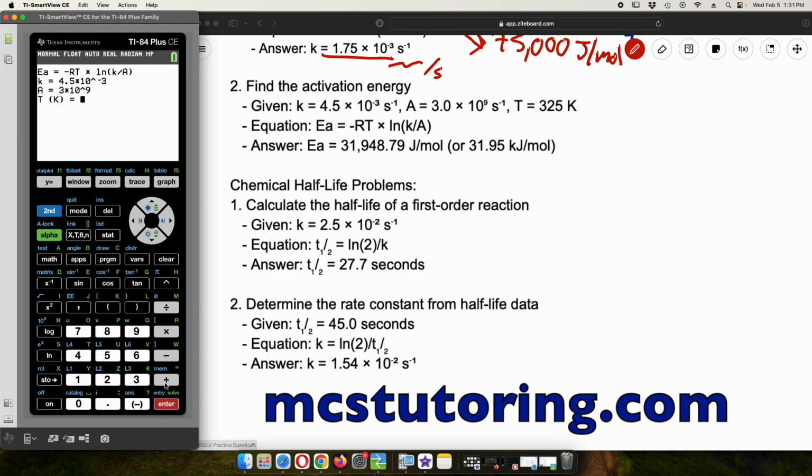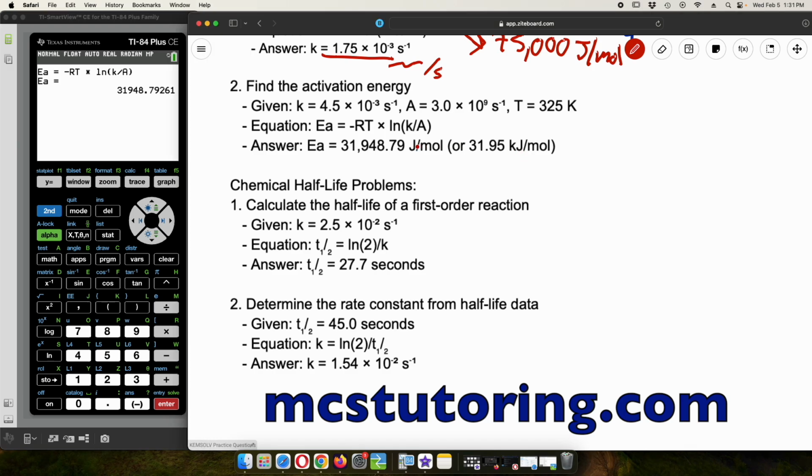Good. And what's the temperature? It's 325 because it varies with temperature. Okay, and we get 31948.79. We're cool. And that's joules per mole. If your teacher's like, hey, I want you to write it in kilojoules, you know, move the decimal over 3. I'll show you what that looks like. It's like 1, 2, 3. So that's how you get that answer.